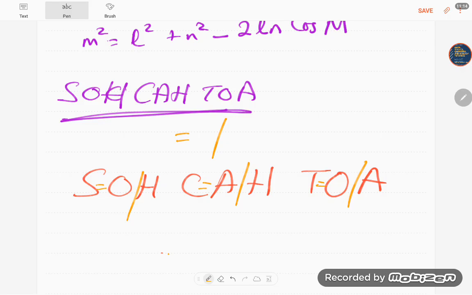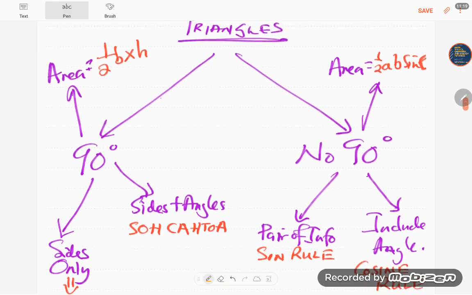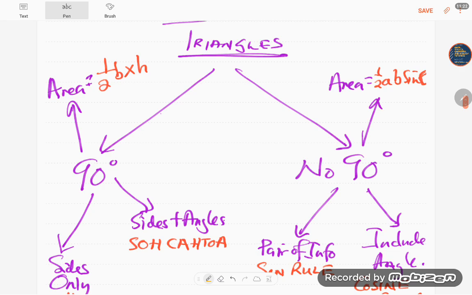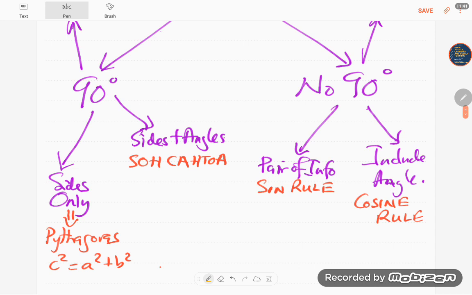That's it for triangles. You should be able to answer pretty much any triangles question, whether you're trying to find the area with a 90 degree angle, or the area without a 90 degree angle. And whether you're trying to find a side or an angle when you're given information without a 90 degree angle, or you have an included angle without a 90 degree angle, or you have sides and angles, in which case you use SOHCAHTOA with a 90 degree angle, or you only have sides, in which case you only use Pythagoras. These are the prerequisites, and the first thing you need to ask yourself is: do I have a 90 degree angle or not? Because that points you to what theories you can use, or maybe not even be able to use.